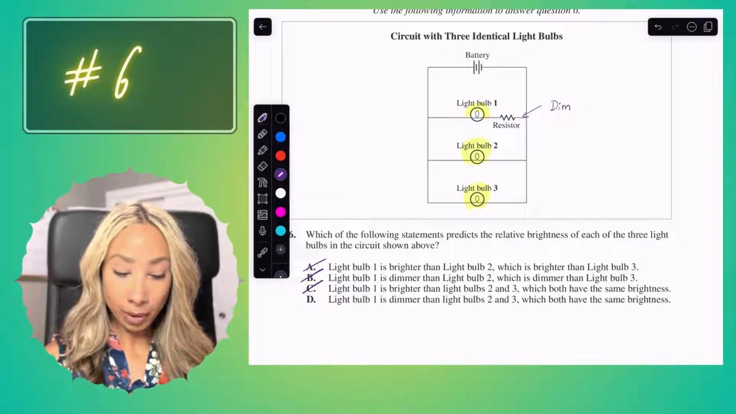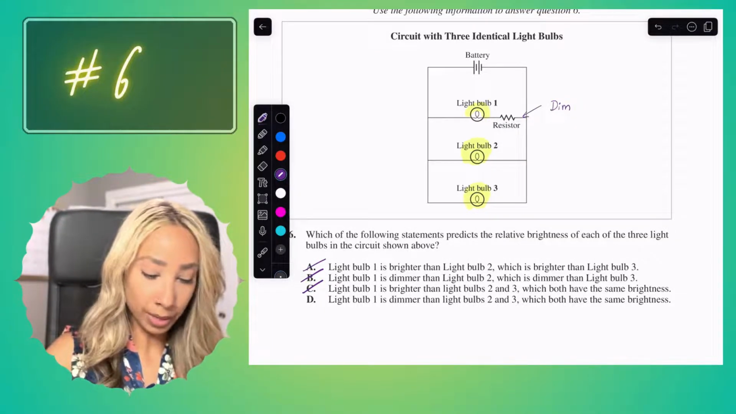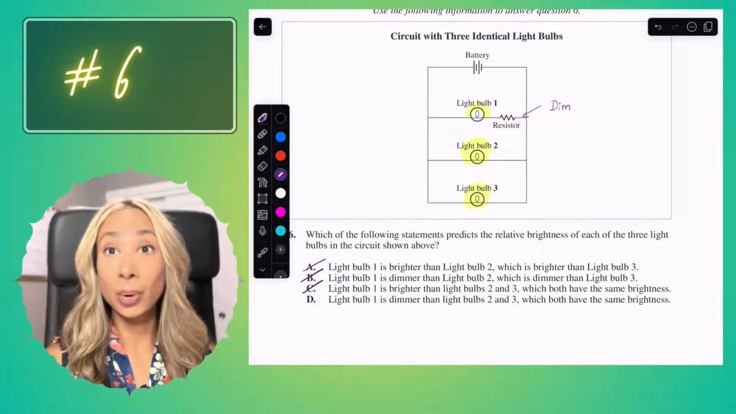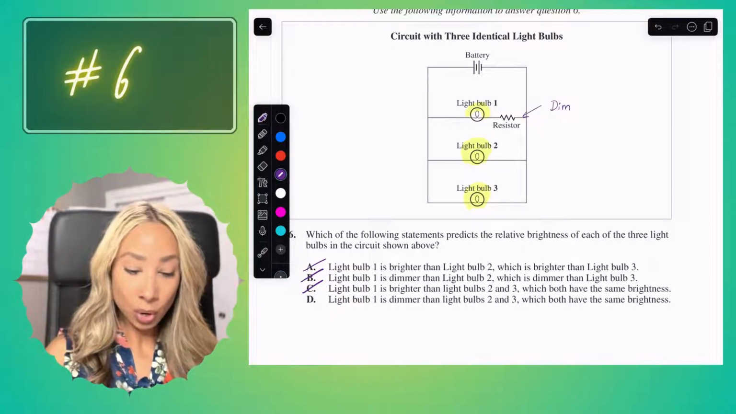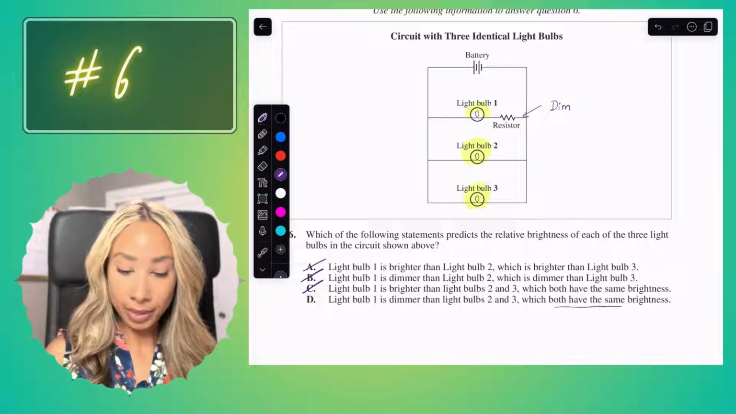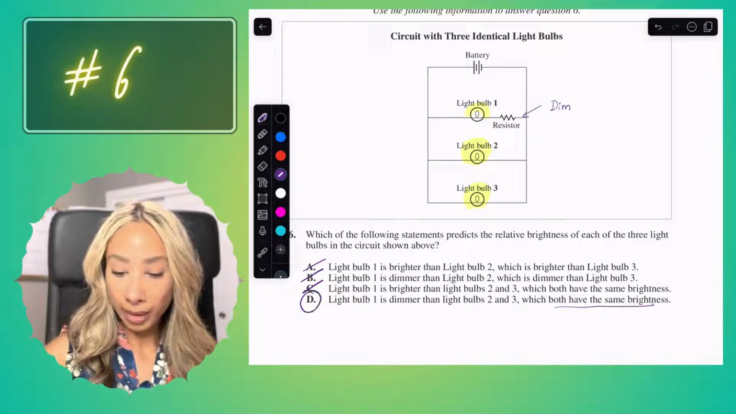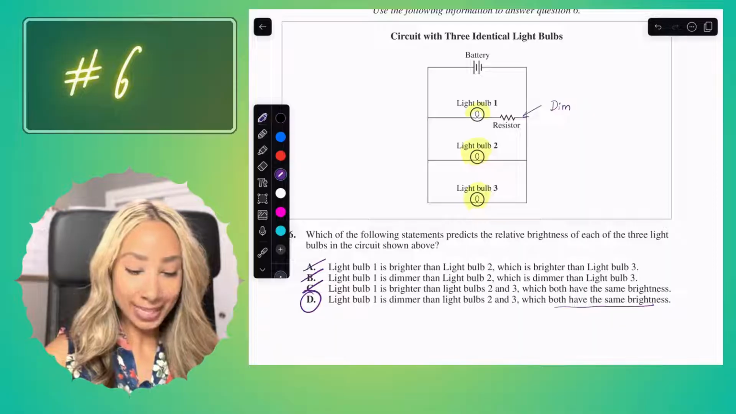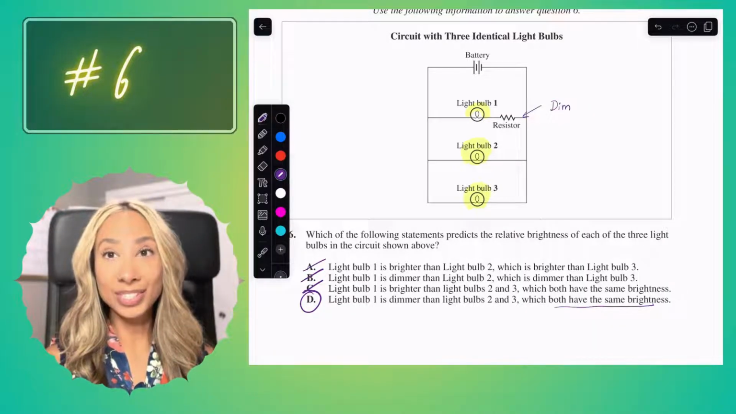C says the bulb 1 is brighter. That's not going to work. That's going to leave us with option D. So again, let's verify that. So light bulb 1 is dimmer than light bulb 2 and 3, which both have the same brightness. That one is definitely going to work. So our answer is D.